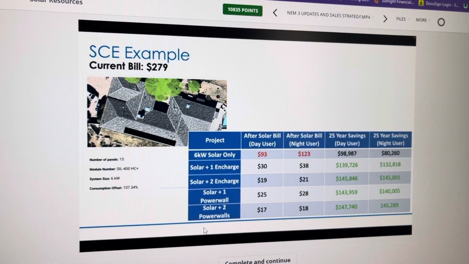All right, here's some other economics on that same house, same example. If you're going solar only, you're going to get them down to about $123. If they're a daytime user, it goes down to about $93. And you've got some decent savings. You throw on 1 battery, 1 N-charge, bill goes down to 38 or 30 for a daytime user. 2 batteries, now it's down to 21, a little lower for a daytime user, and Powerwall is even better. 1 Powerwall is going to be the same thing. And the savings, of course, increase, depending on how much more protection you have.